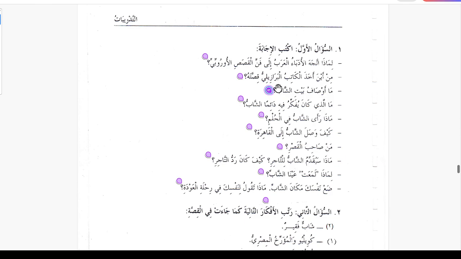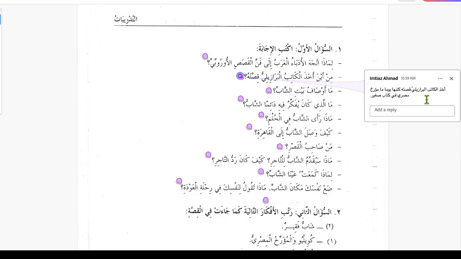Min aina akhadha al-katib al-braziliyu qissatahu? From where did the Brazilian writer take his story? So what was the source of his story? Akhadha al-katib al-braziliyu qissatahu, katabaha yawman. So he took his story from a small book that was written by an Egyptian historian.